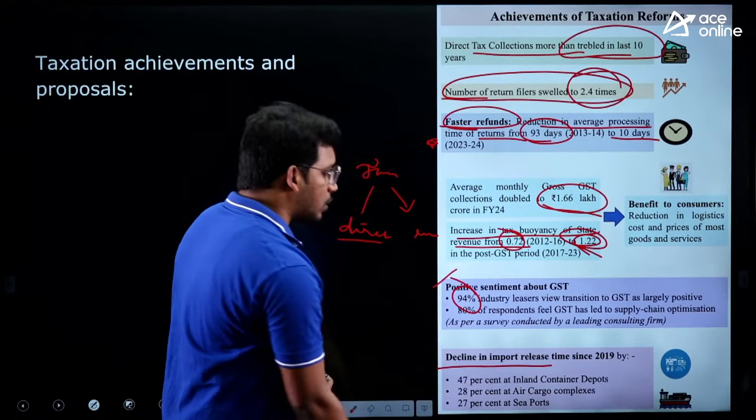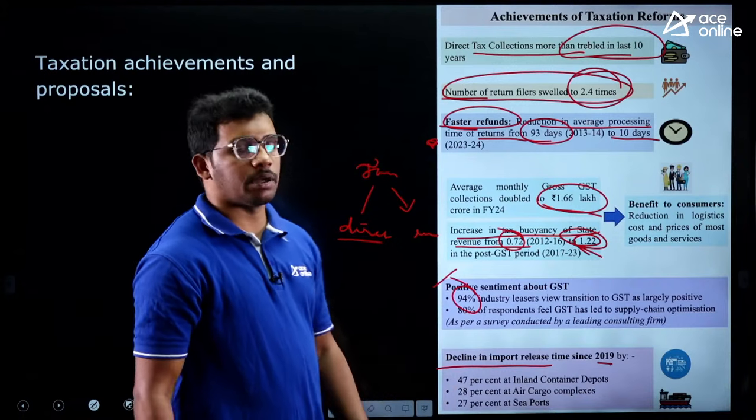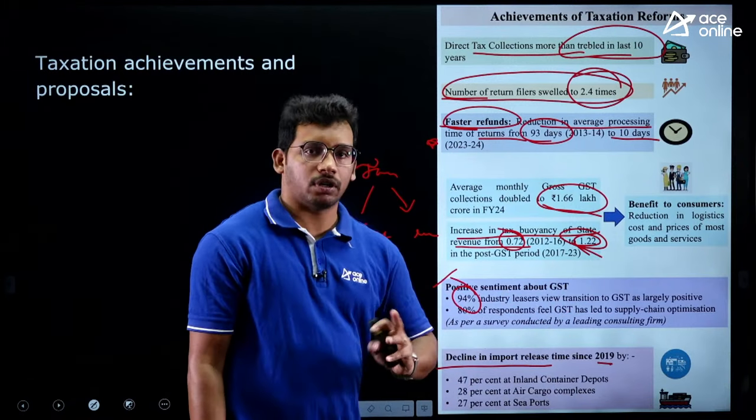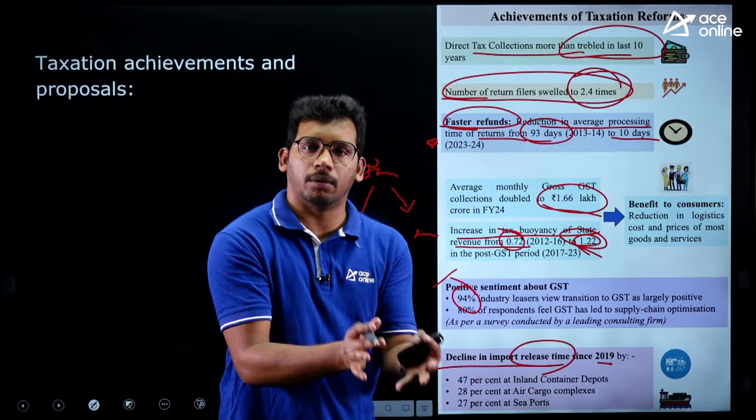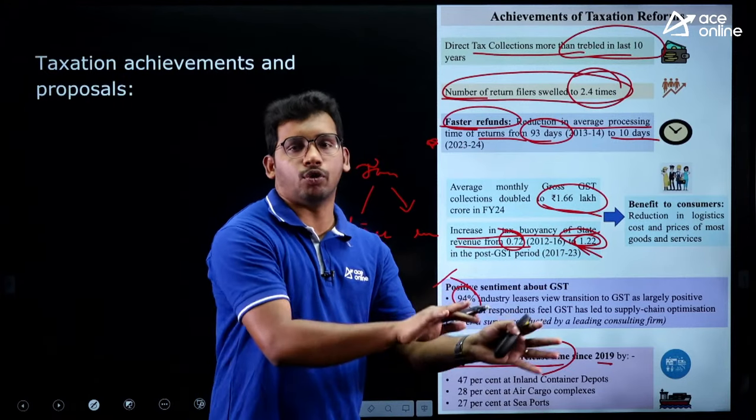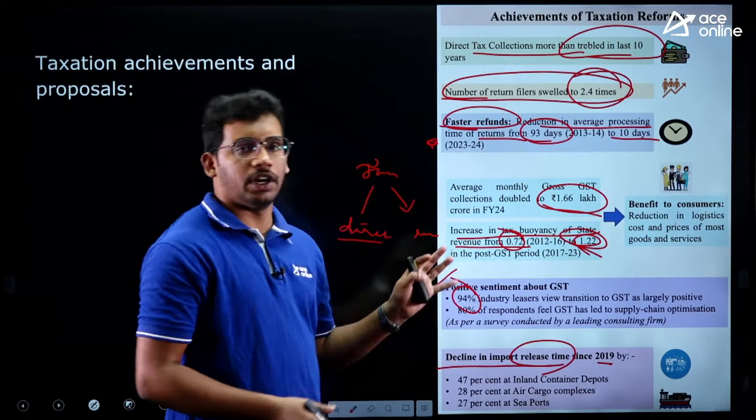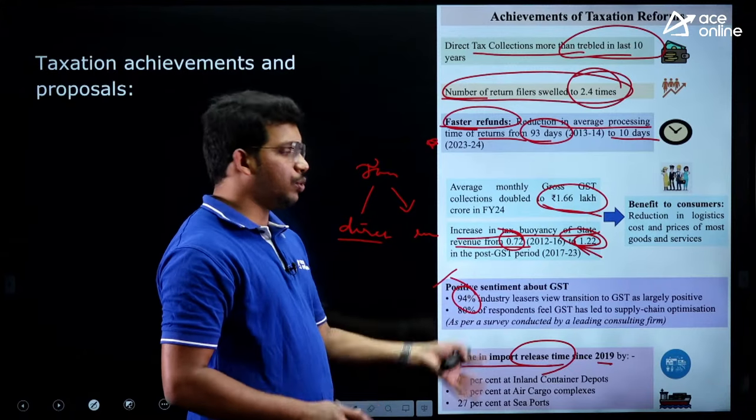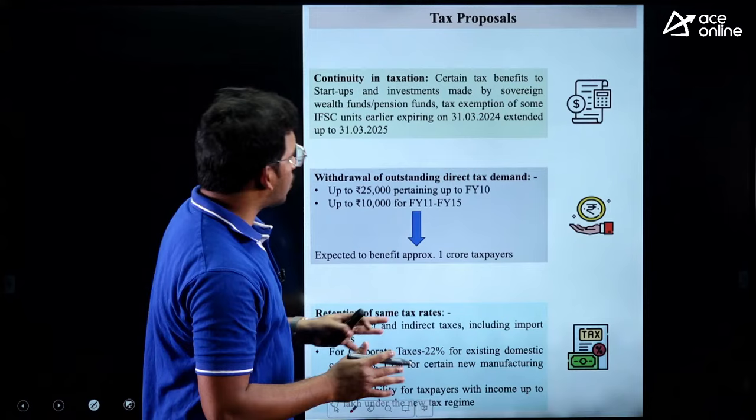And there is also a decline in import release time since 2019. There were some exemptions and all, but these are not that relevant. So the decline in import release time means that whenever cargo is entering the Indian coast, they are able to process it immediately and move it out. So that is a good thing. The wastage will be reduced and the burden will also reduce. So this is not that important, just that the release time was reduced in the last few years. Right? The tax proposals are not that important.